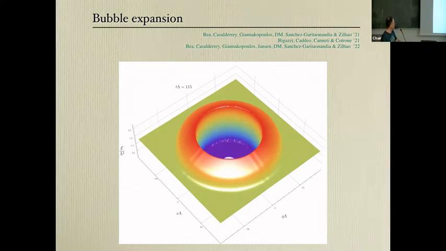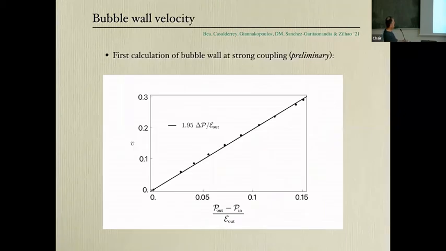Just ignore it. Okay, so by doing this simulation for different nucleation temperatures, you can, for example, plot the velocity as a function of the difference in pressures or things like this. So this plot, which is preliminary, is the first calculation ever of the bubble wall velocity in a strongly coupled gauge theory in 4 dimensions.